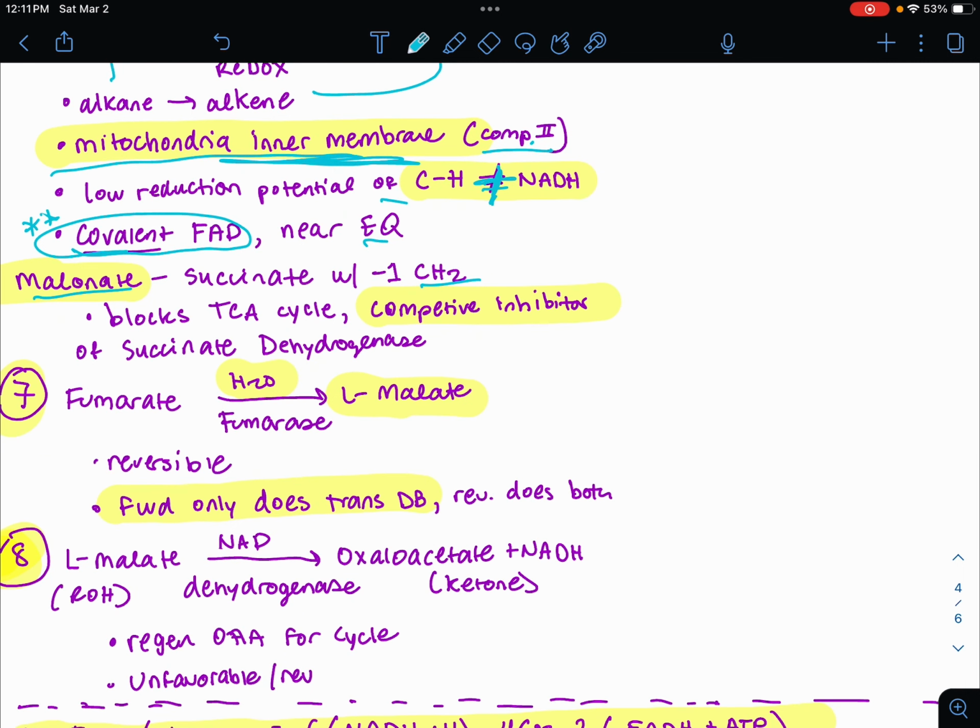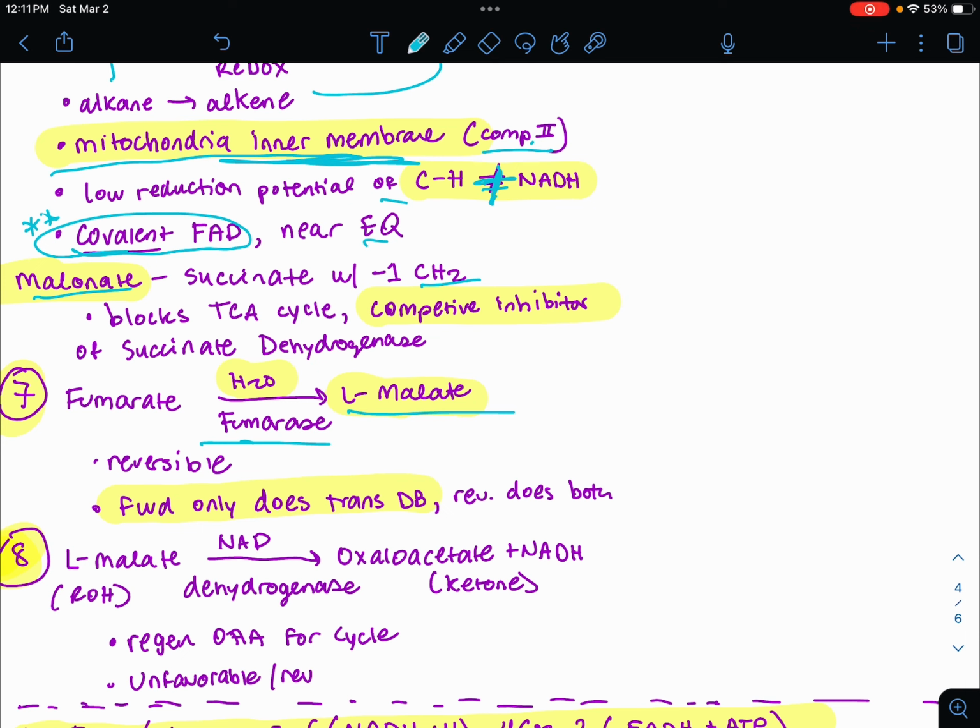All right, step 7, we have fumarate. We need H2O here and fumarase because this is the hydration reaction. This will be forming L-malate, not malonate, L-malate, M-A-L-A-T-E. Step 7 is reversible, and the forward reaction only works on the trans double bond. However, the reverse will do both.